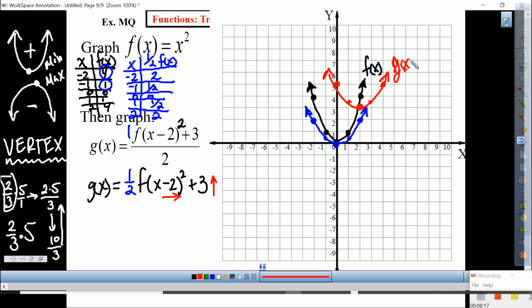G of x. Some are like, nah, I like doing each point at a time, Mr. Q. All right. Well, whatever.